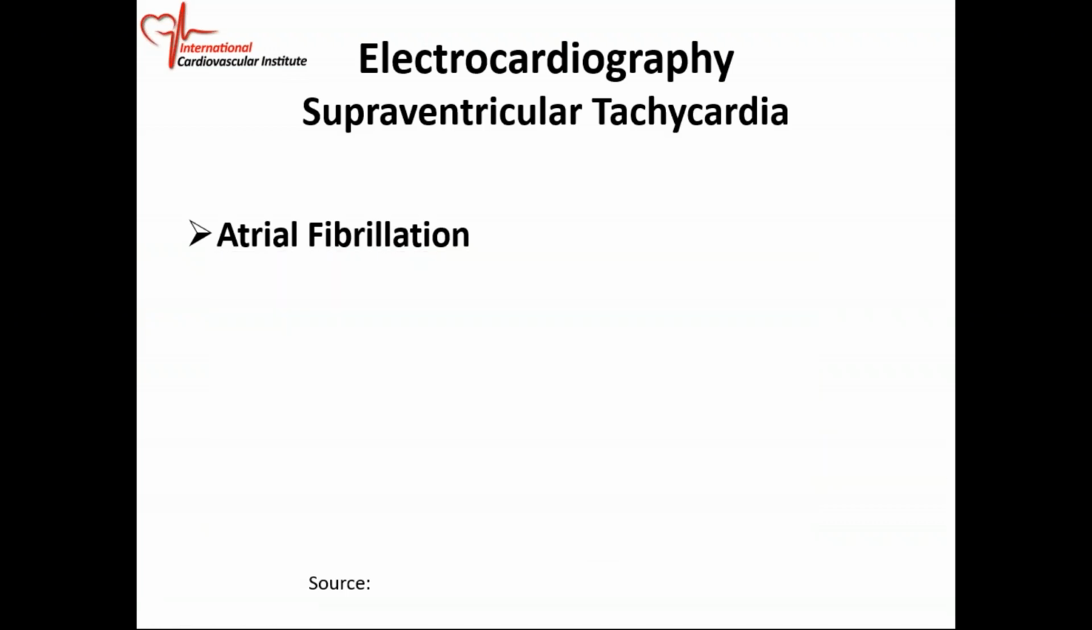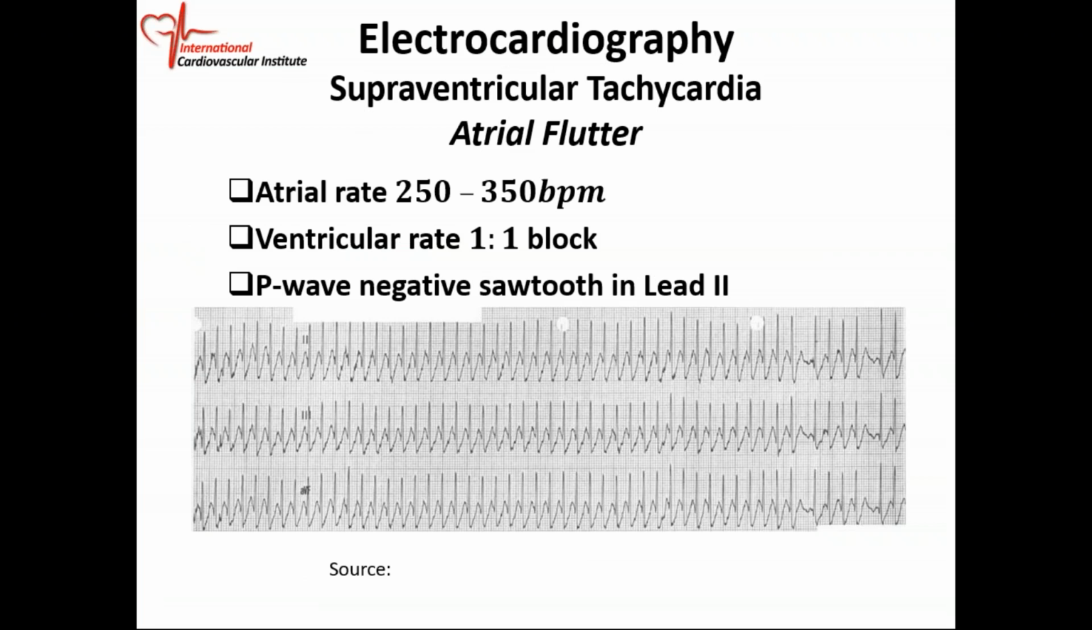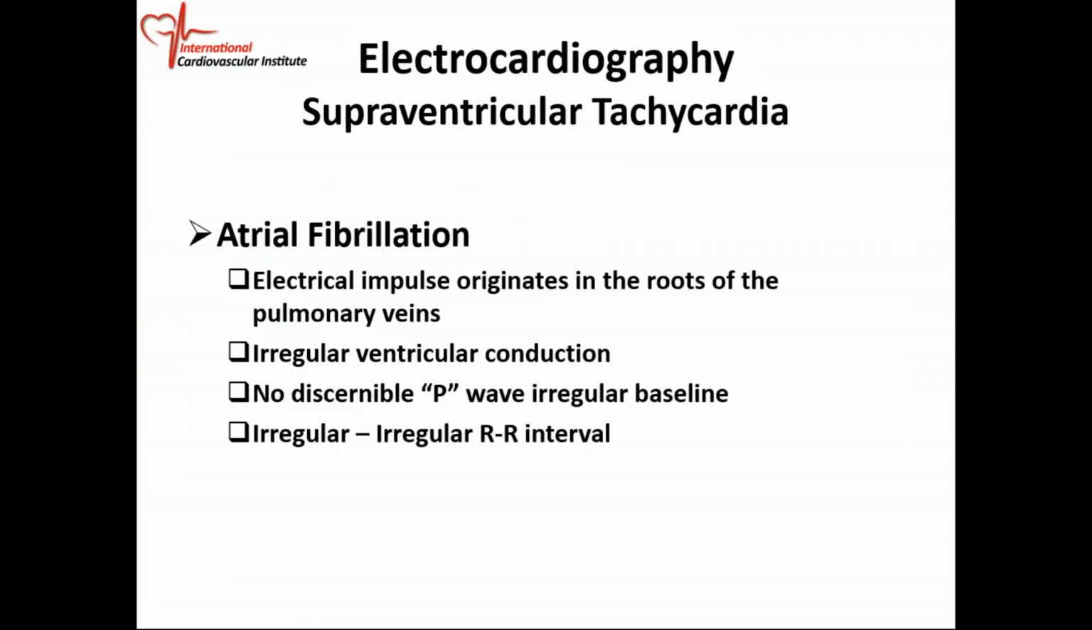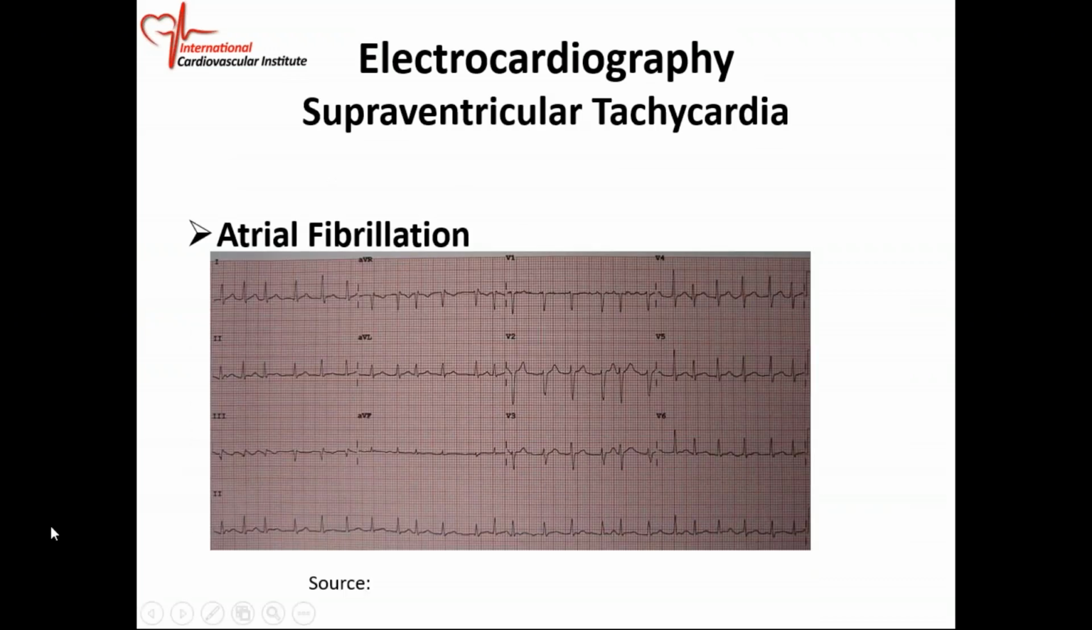With atrial flutter, you're gonna get very distinguished P waves. They're gonna be negative or displaced downward in lead 2, but there you can see they're well organized and they're regularly spaced. As opposed to atrial fibrillation, where you have no discernible P wave, none at all.